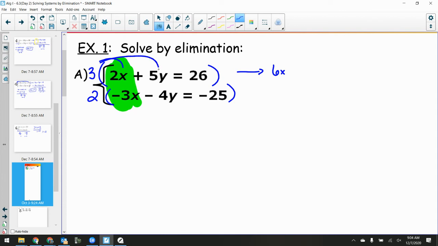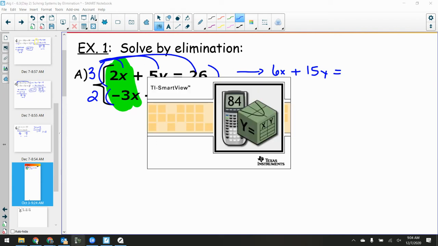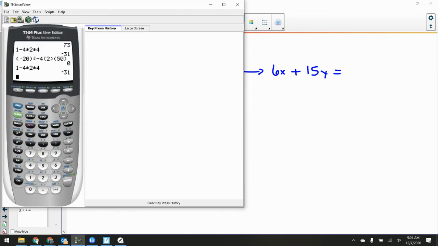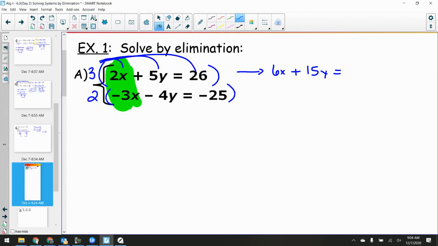6x, 15y. 26 times 3? Well, 25 times 3 would be 75, so 26 times 3 would be 78. And then we multiply the 2 on the bottom. 2 times negative 3x is a negative 6x, which makes sense because I want that to line up. 2 times negative 4 is a negative 8. Again, I don't really care what's happening with my y's. Everything else is just getting taken along for the ride.